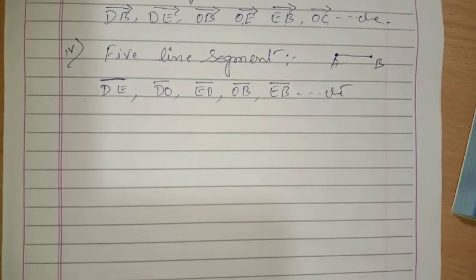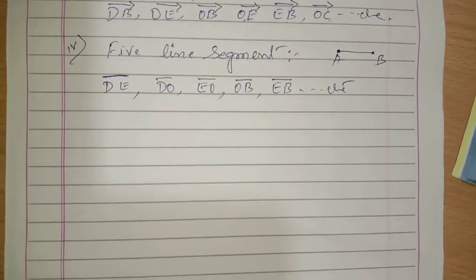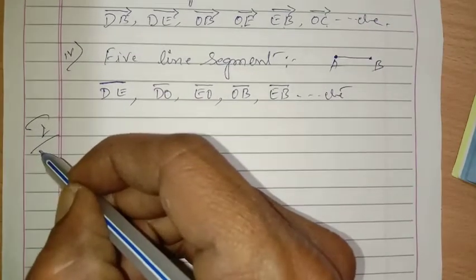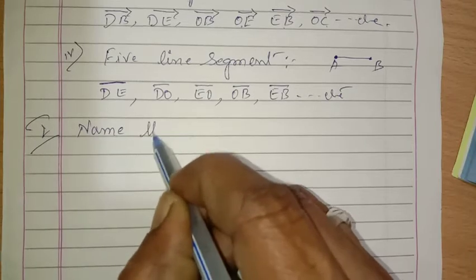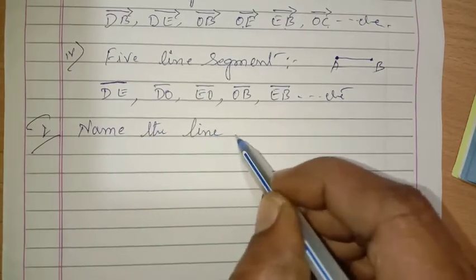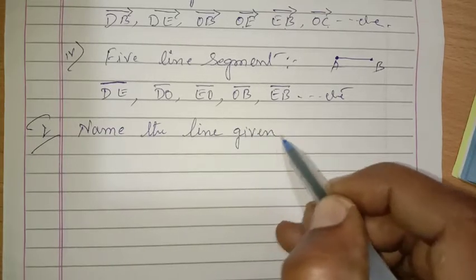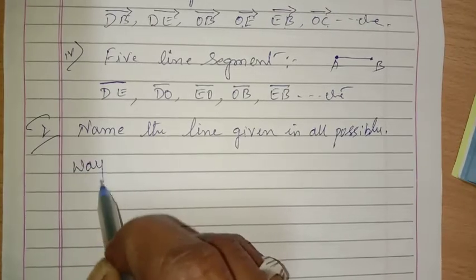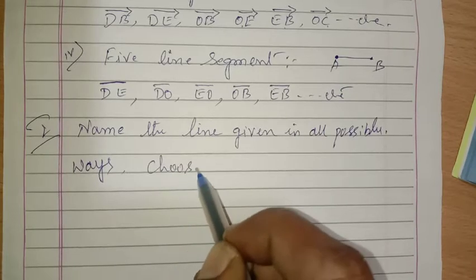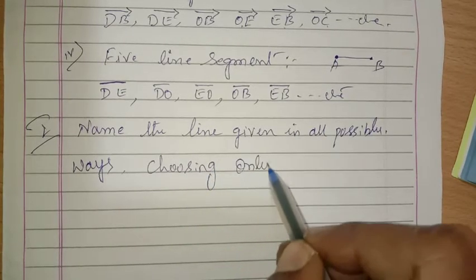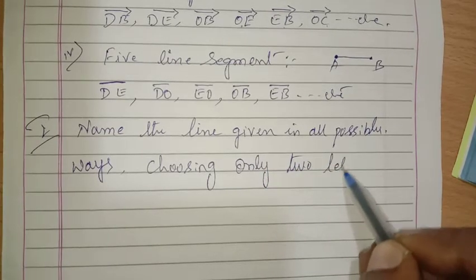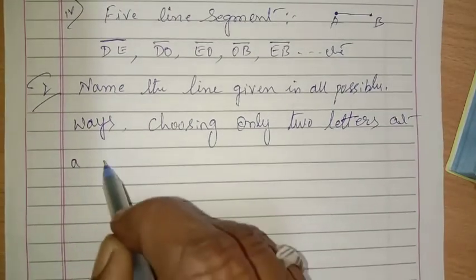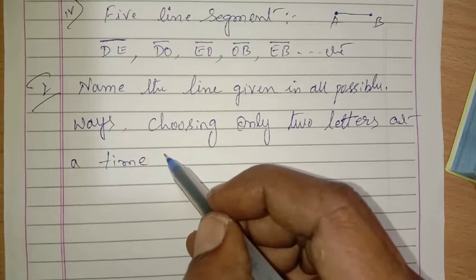Do you understand? Now let's take the second question. The second question is: name the lines given, in all possible ways, choosing only two letters at a time from the four given.